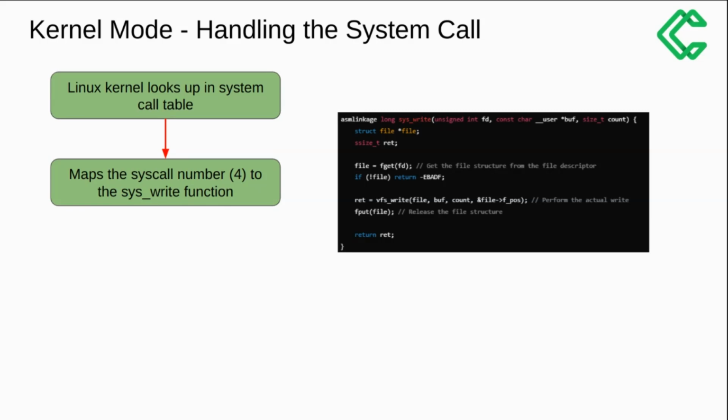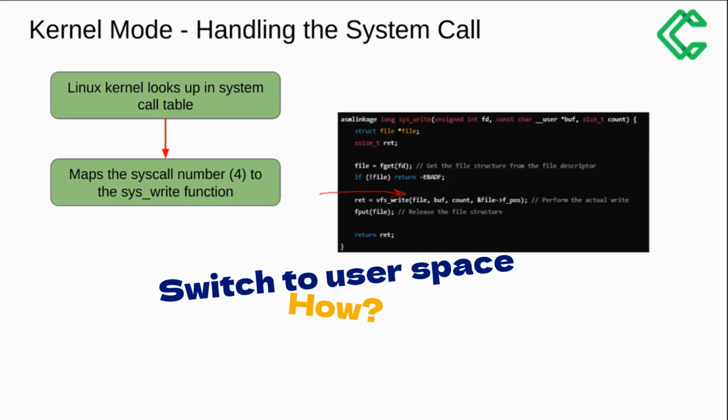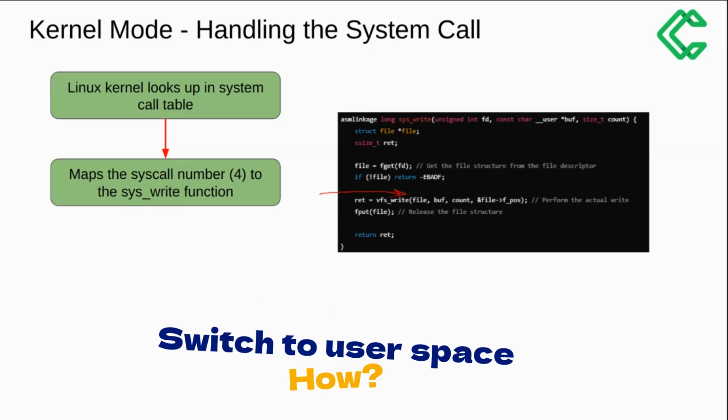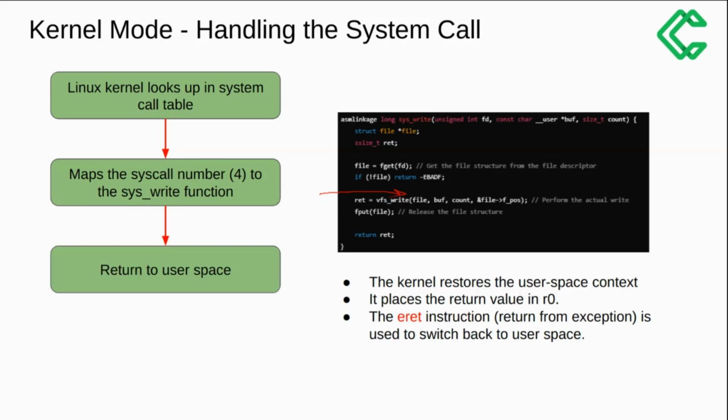This is an example implementation of the sys_write function. The sys_write function calls the VFS write function internally and writes the data to the disk or the corresponding memory. Then how is control transferred back to user space after writing data? The kernel restores the user space context. It places the written value in the R0 register. And finally, the eret instruction is called to transfer control back to user space. And then the application resumes. The eret instruction causes a mode switch.